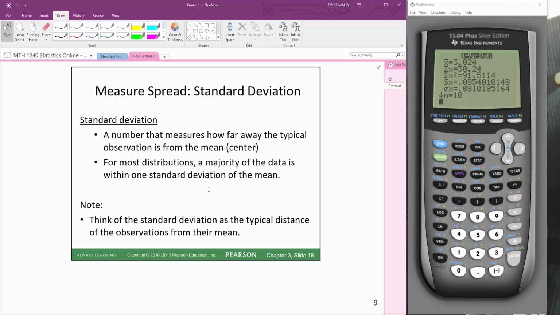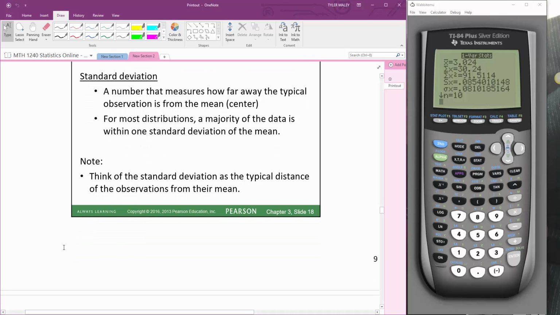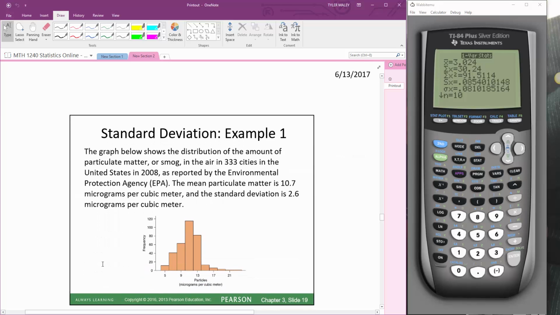You can think of, for example, a yard is 3 feet. So one standard deviation is going to be so many test scores, or whatever we're talking about, but it will be in the same unit as our data. The one thing to note also is that we want to think of the standard deviation as the typical distance of the observations from their mean. I have that written here, and I said that just a moment ago, just using some different words.